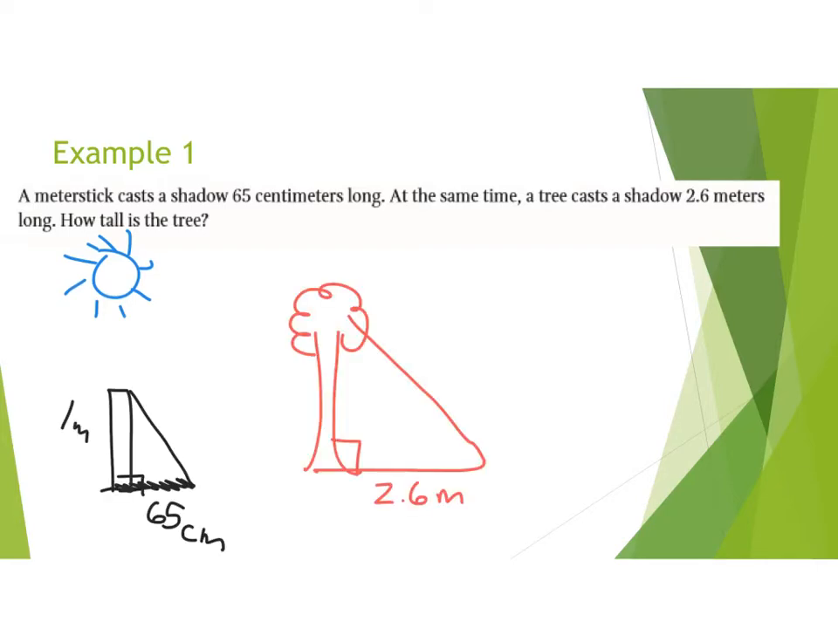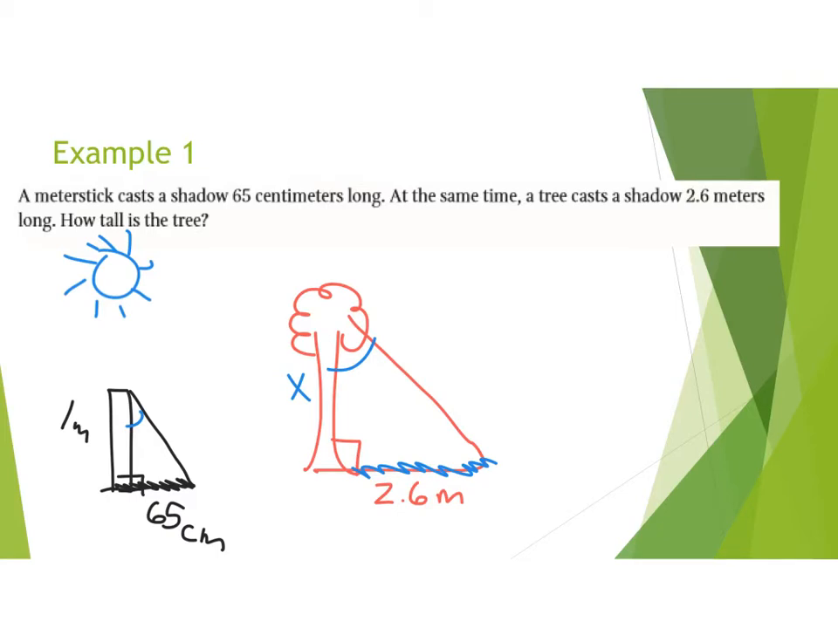Okay, I have my meter stick and its 65 centimeter shadow, and the tree, whose height I don't know, that's what we're looking for, and its 2.6 meter shadow on the ground. And of course they are similar triangles because the sun is shining down towards the ground at the same angle for both straight up items.